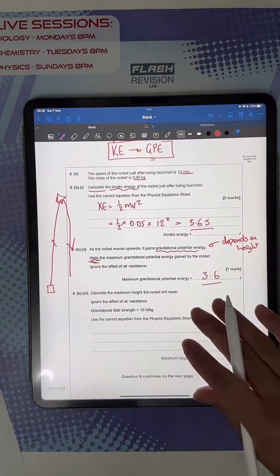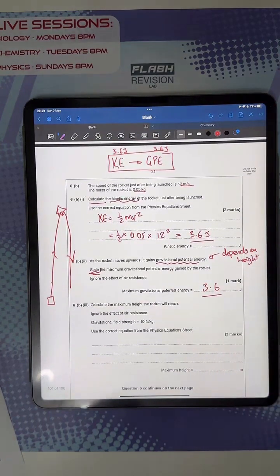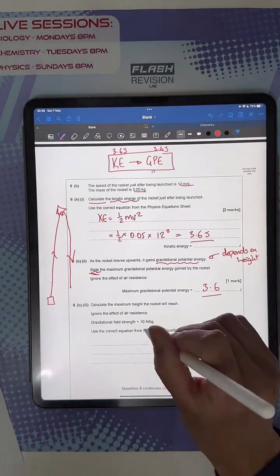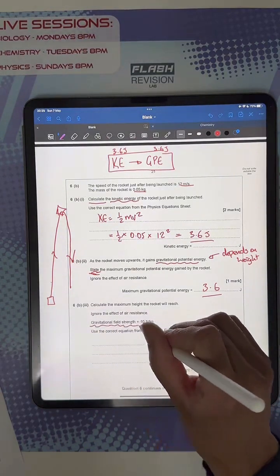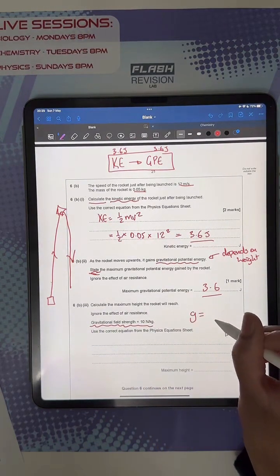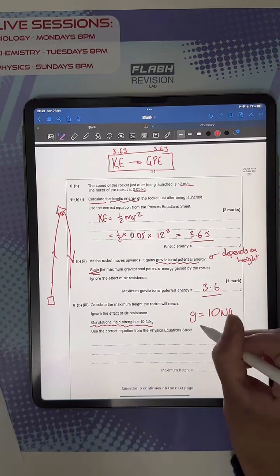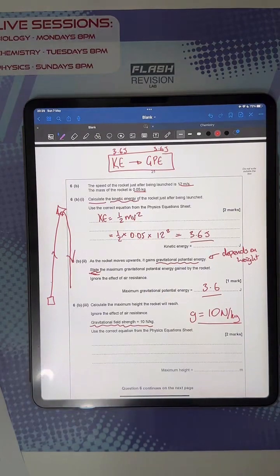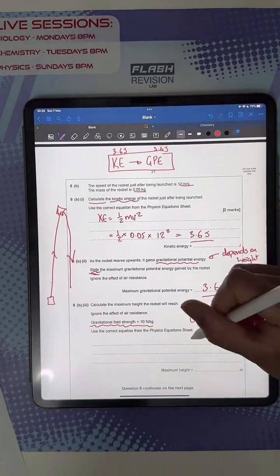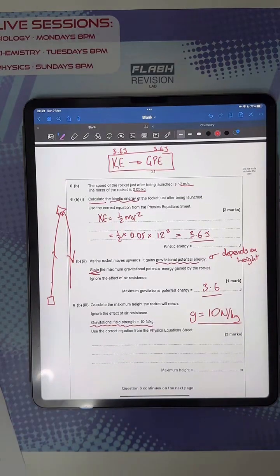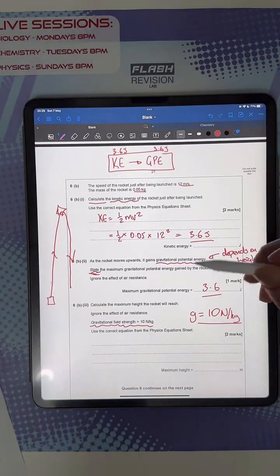Calculate the maximum height the rocket would reach. And they've given a clue here. They've given us the gravitational field strength. That's g. g is equal to 10 newtons per kilogram. Sometimes you get it as 9.8. Some exam boards give it as 9.8, some give it as 10. They'll tell you. So what would we do for this calculation?